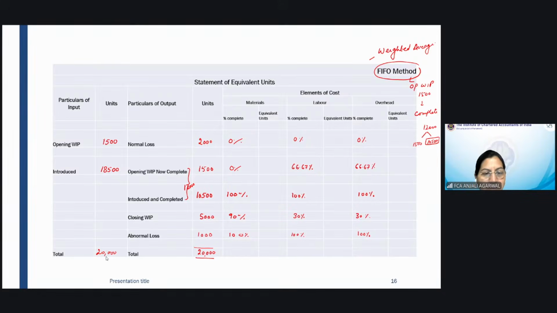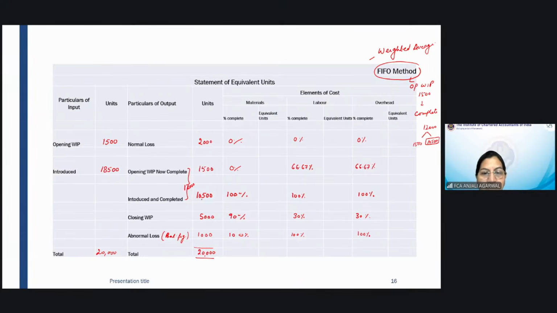So total input was 20,000. What happened to the total input? Out of this 20,000, 2,000 was lost. 12,000 moved to the next process. 5,000 is closing WIP. Therefore, there is a missing balancing figure: there must be an abnormal loss of 1,000 units.